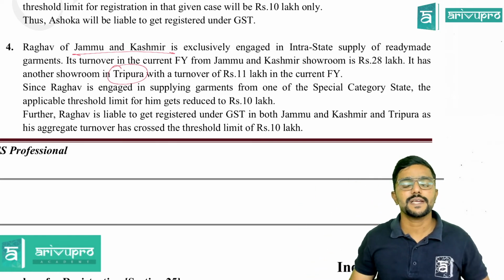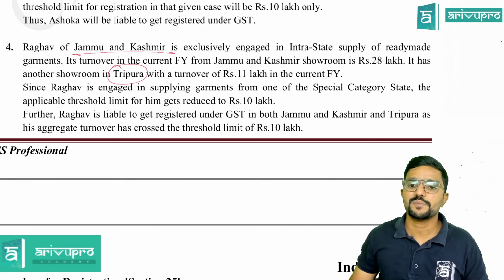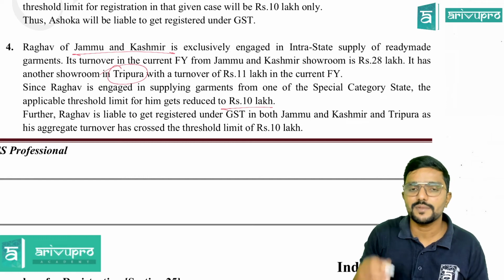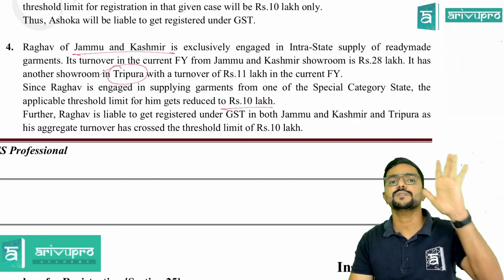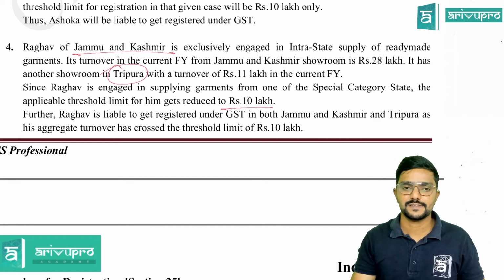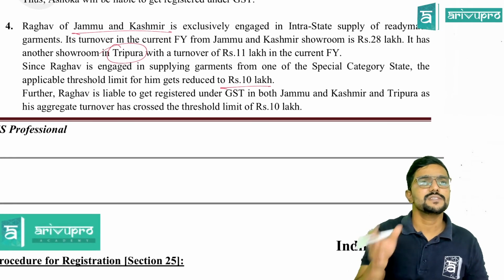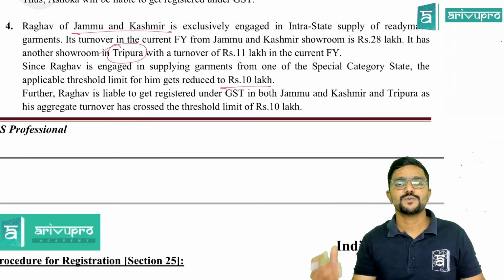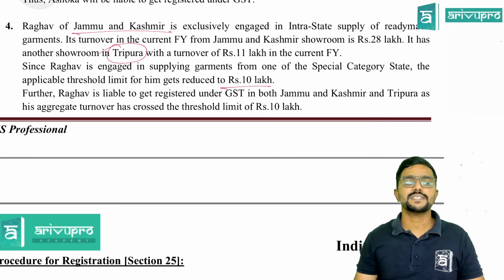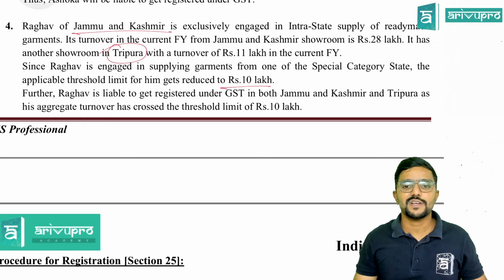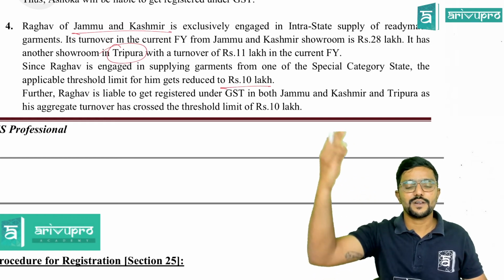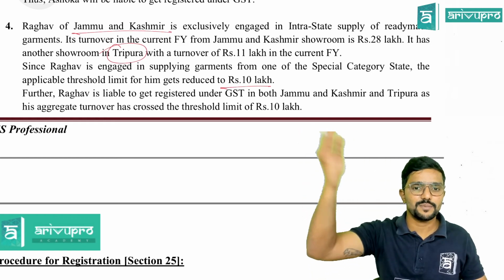Since Raghav is engaged in supplying garments from one of the special category states, that is Tripura, the threshold limit applicable for him is 10 lakh. Even if you are operating in one special state, for you the limit applicable would be 10 lakh, guys. So you are having business in Jammu Kashmir and Tripura. So Tripura is one of the special category states. So what is the threshold limit applicable for you? 10 lakh. Have you crossed it? Yes, because your aggregate turnover, you can see 28 plus 11, 39.